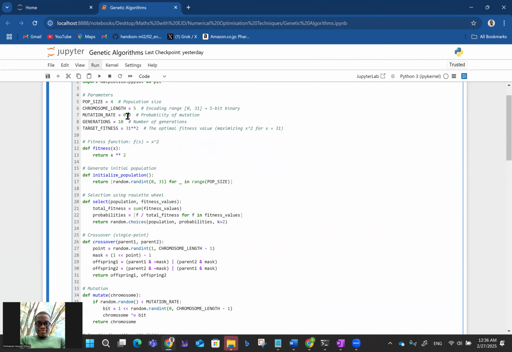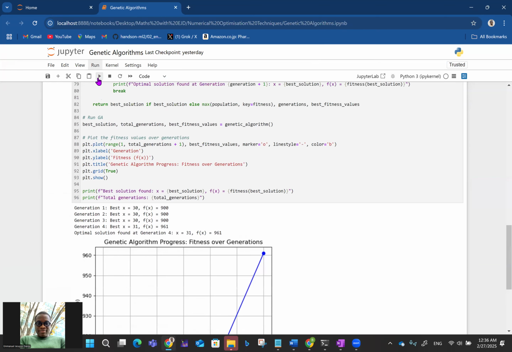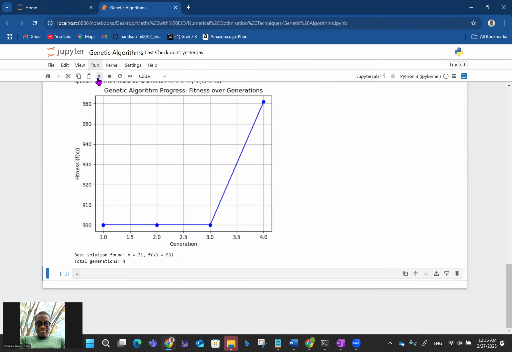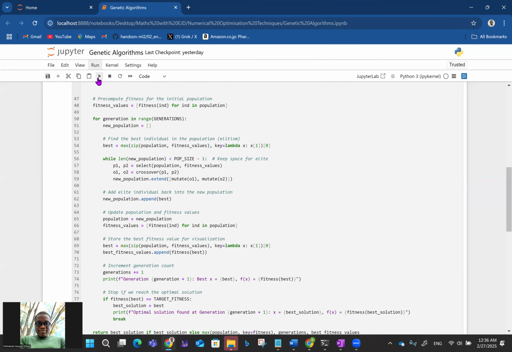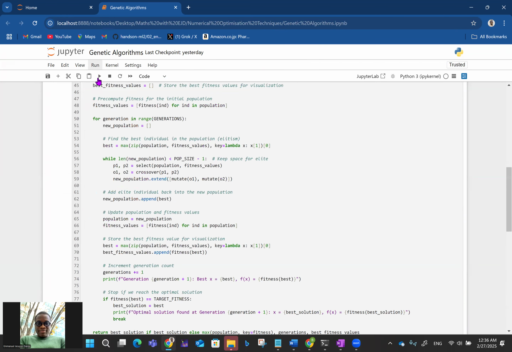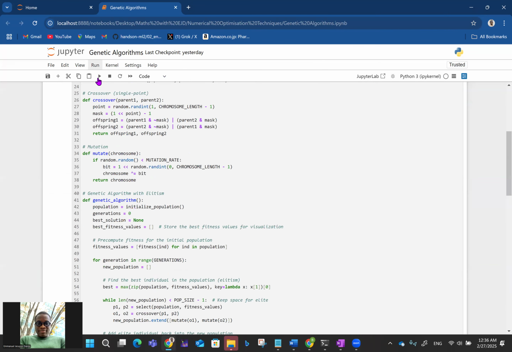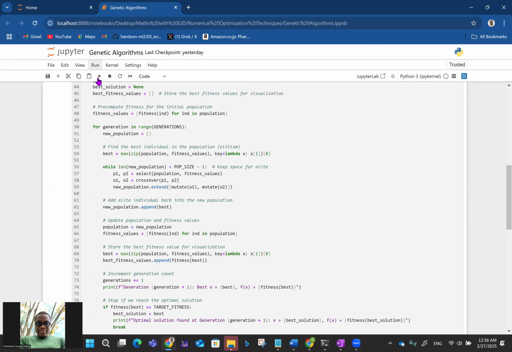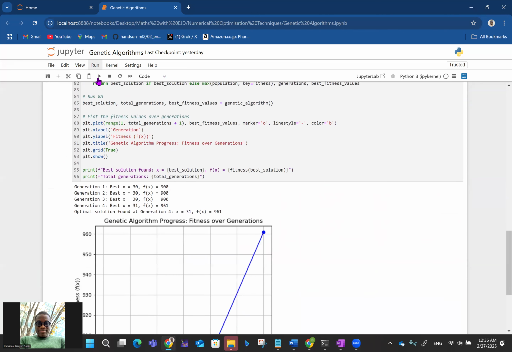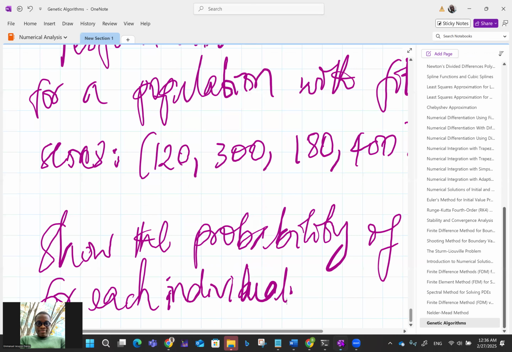So a high mutation probability will make us achieve the result faster. Now the mutation probability is 0.5, I believe, and we have this happening in 4 generations. So it affects how fast we get to the optimal solution. Of course, you have the practice questions there.